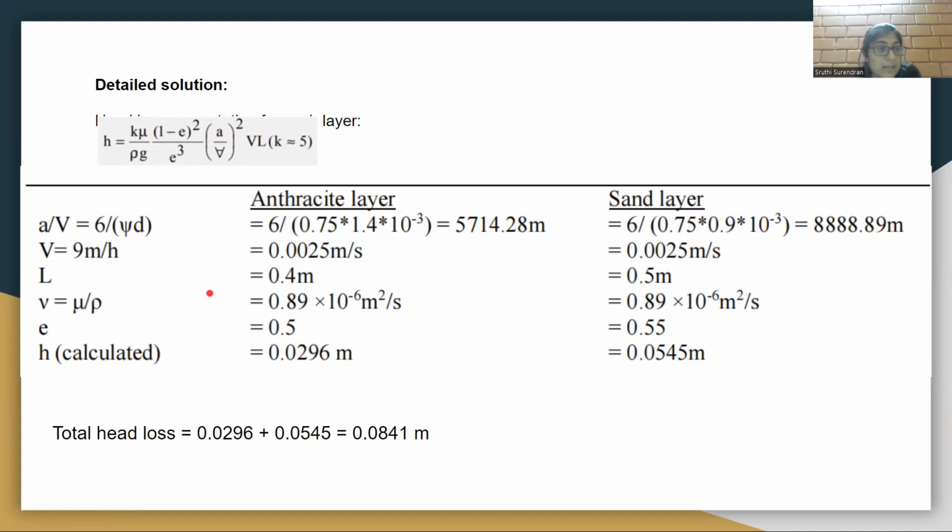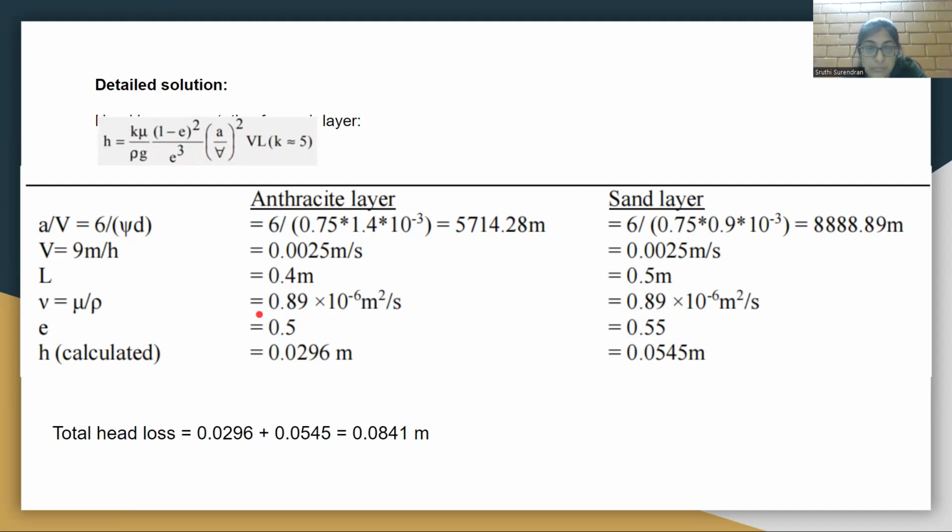If porosity and sphericity and all are given, you know that you need to use that. In case the friction factor is given, you know you need to use the Darcy-Weisbach equation to find out the head loss.